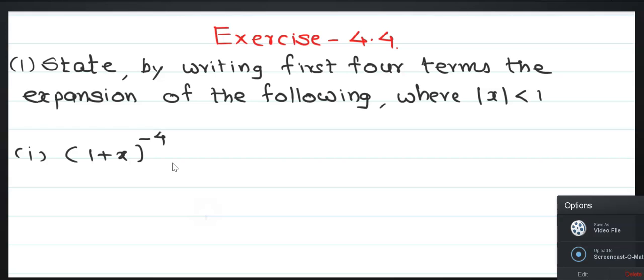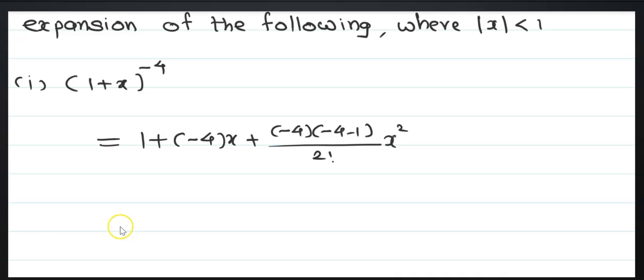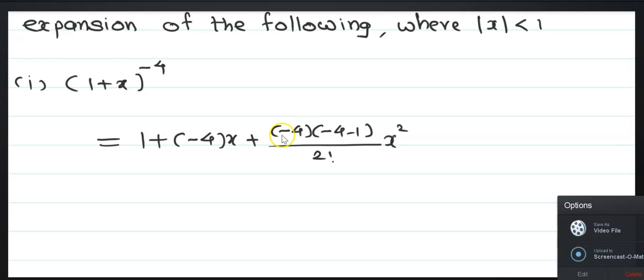All these examples are very easy. We'll expand. The first is 1 plus minus 4 into x plus minus 4 into minus 4 minus 1 upon 2 factorial into x square. What will be the next term? Plus minus 4 into minus 4 minus 1 into minus 4 minus 2 upon 3 factorial into x cube.